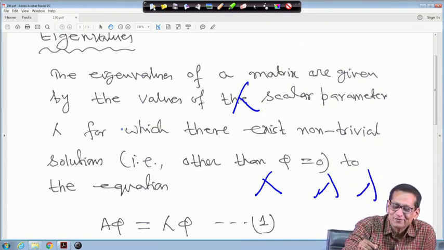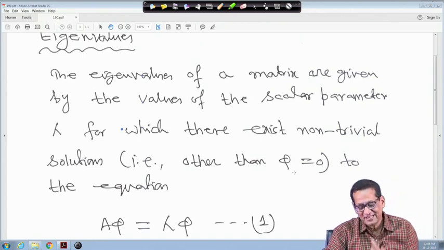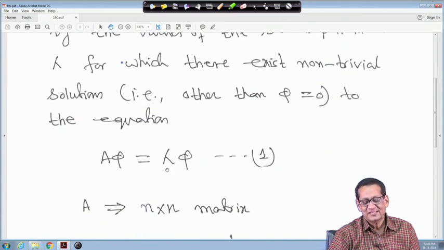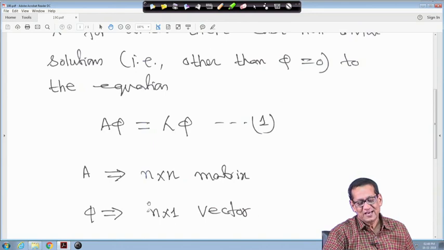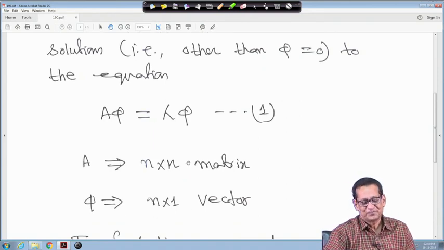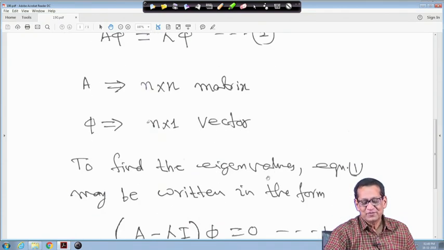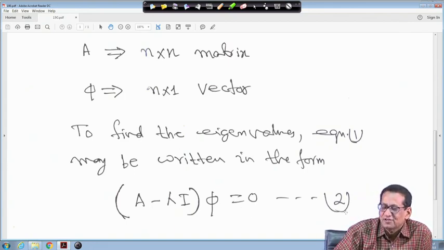Now the question is: for which lambda does there exist a non-trivial solution, that is, other than phi equal to 0, to the equation? That means, if you have matrix A, then A phi is equal to lambda phi, equation 1. A is an n by n matrix, and phi is an n by 1 vector. To find the eigenvalues of equation 1, it may be written in the form (A minus lambda I) phi is equal to 0. This is equation 2.